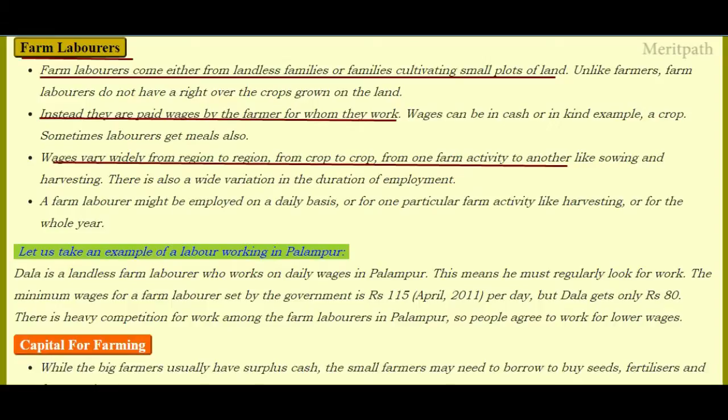There is also a wide variation in the duration of the employment. So, a farm laborer may be employed on a daily basis for one particular farming activity, like harvesting, or he may be employed for a whole year.